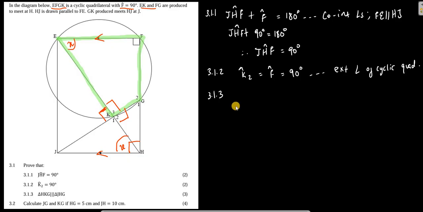Now 3.1.3 says prove that HKG is similar to JHG. So let's just highlight those two triangles. The first triangle is HKG, and the other one is JHG. Those are our two triangles.